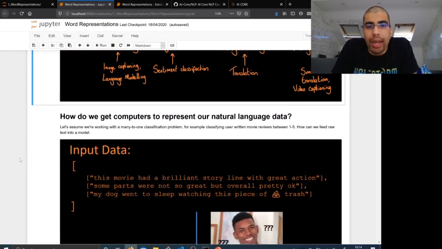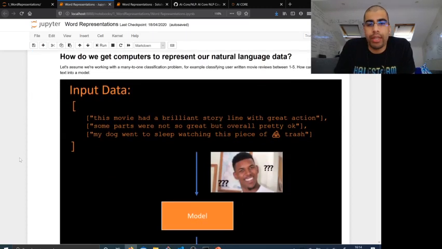Okay, so how can we get computers to represent our natural language data? We're going to have a running example, which we're going to run with for the rest of this workshop. We have a list of movie reviews. This movie had a brilliant storyline with great action. Some parts were not so great, but overall pretty okay. And my dog went to sleep watching this trash movie.